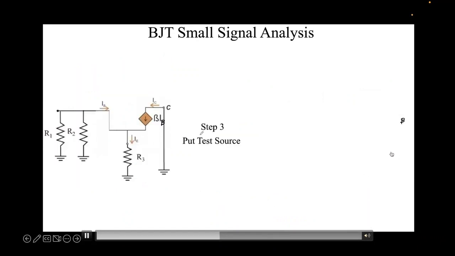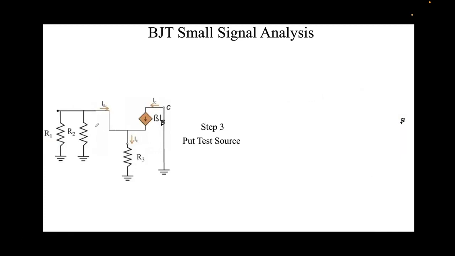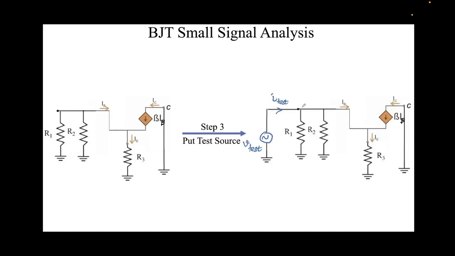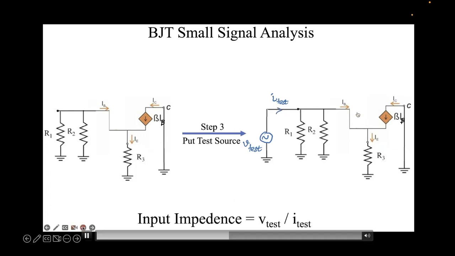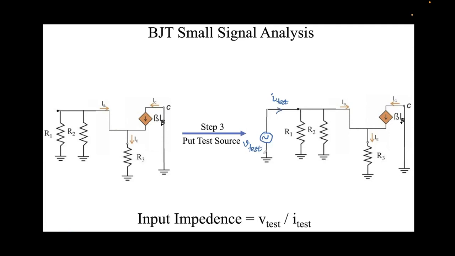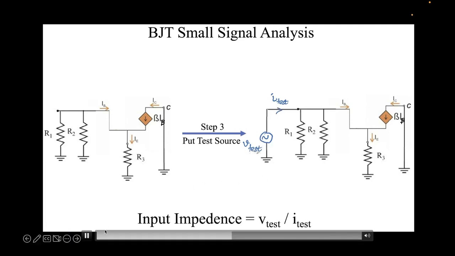Now in the third step, we'll put a test source, since we have to find the input impedance. At the base, we'll put a test source. This is the V test, this is the I test. We have put a test voltage source, and we'll measure the test current, and we can simply define the input impedance as V test over I test. Whatever current we are pushing is in the denominator, and in the numerator we have the voltage, the small signal AC voltage that we are applying.